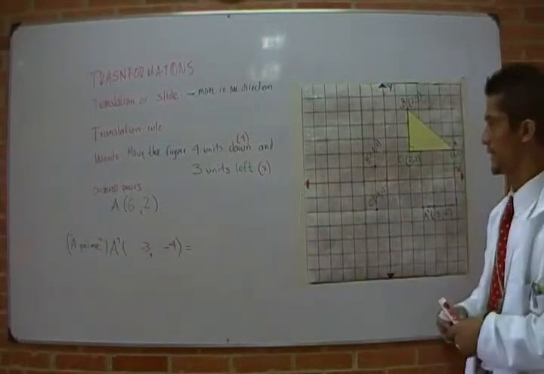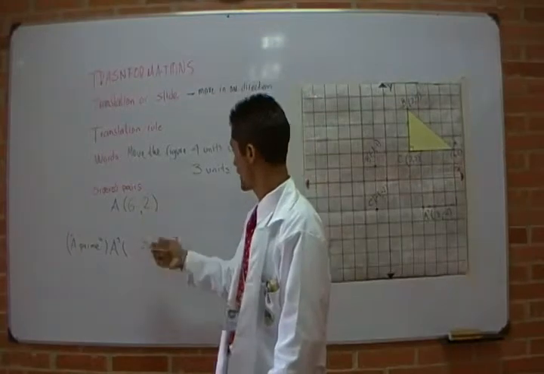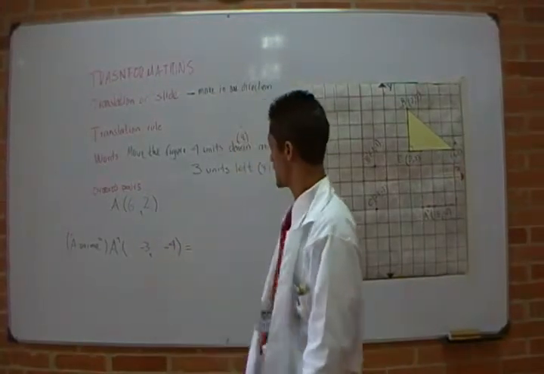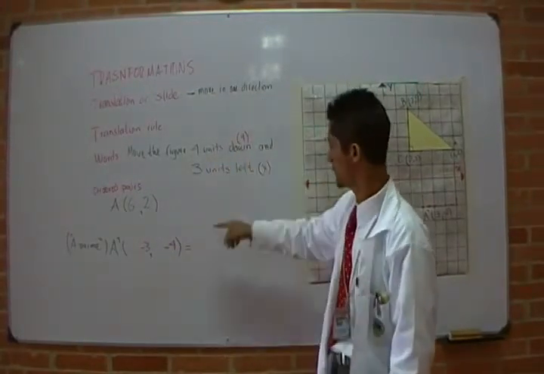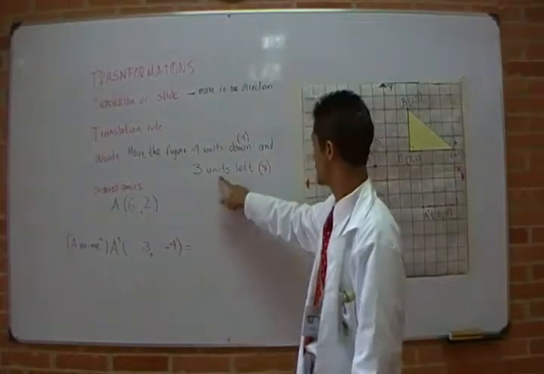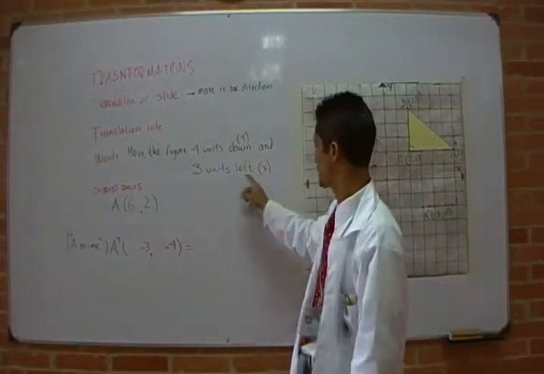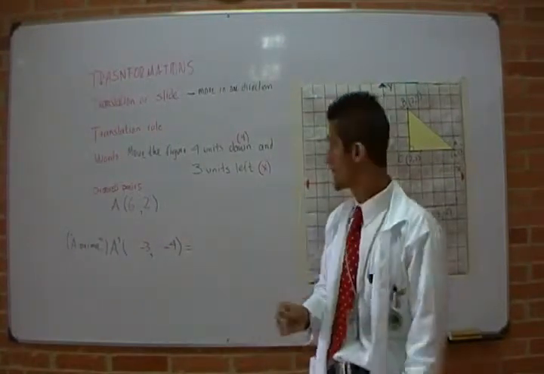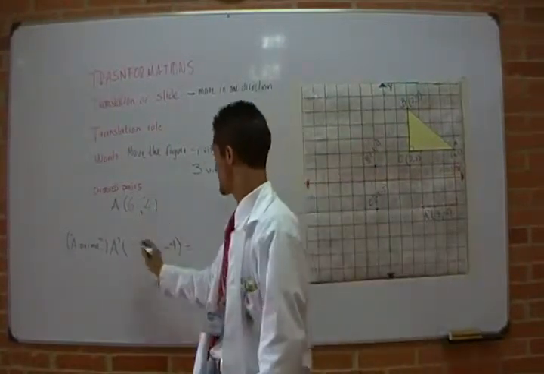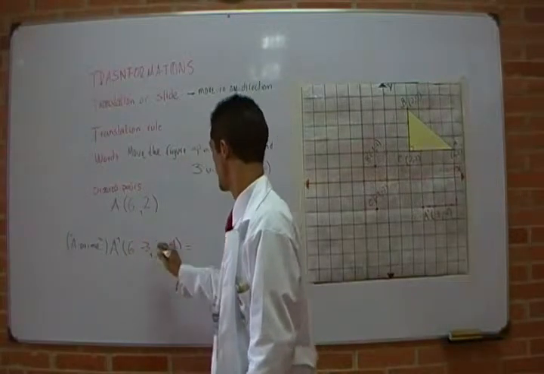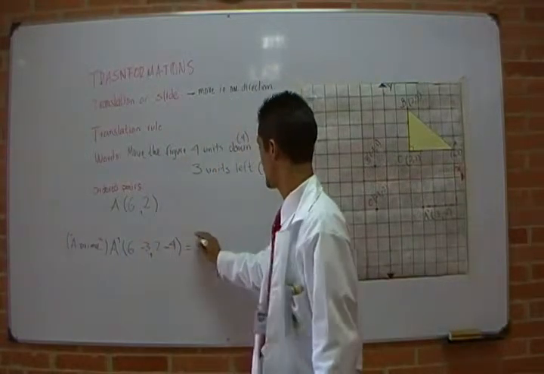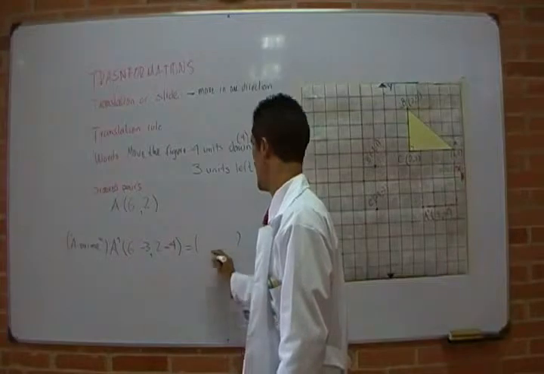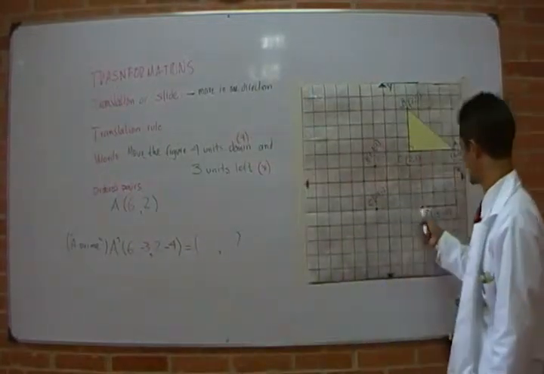You can also get the results following the pattern here. You know that to move down 4 units, that's subtract 4, and to move the original point to the left is subtract 3, if it's 3 units to the left. So if I do something like this, I substitute the original 6 and the original 2, I will get the final coordinates of A prime, which correspond to this point.